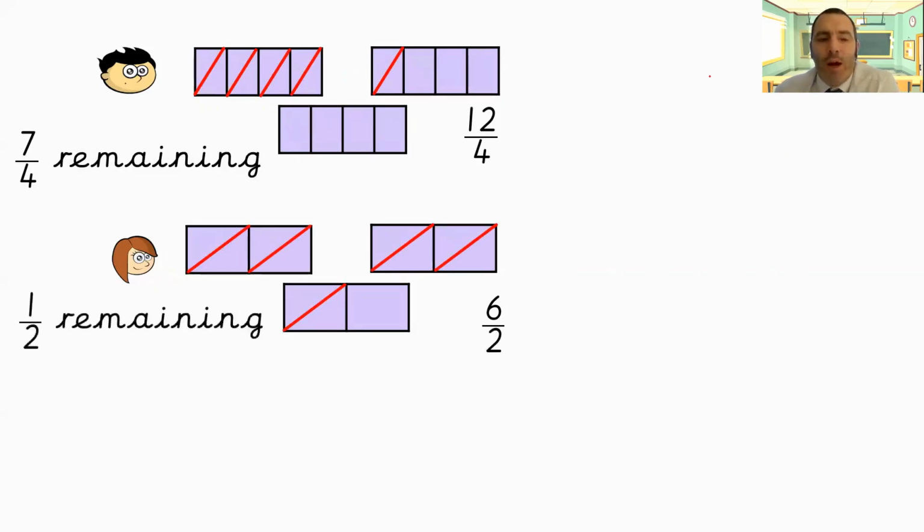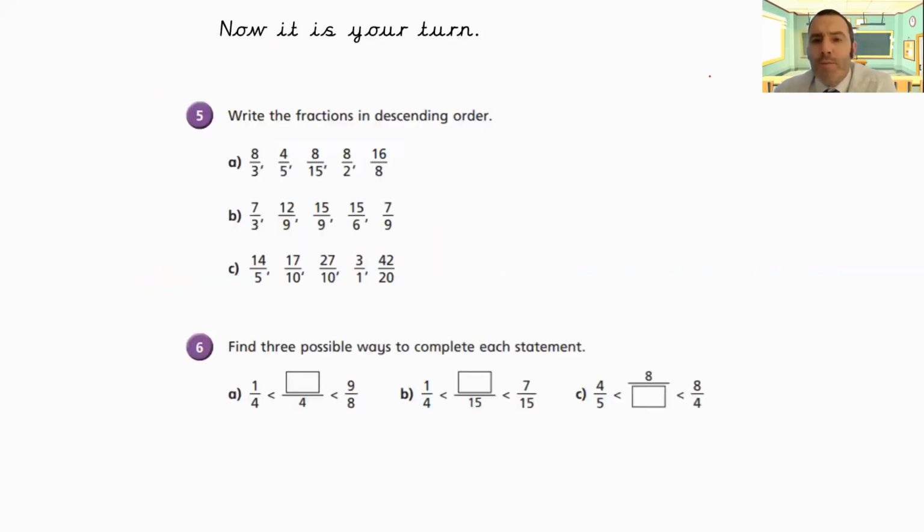Here we go. We've only got 1 half remaining. So 7 quarters is greater than 1 half. We can check this by making the denominators the same, so multiplying it by 2 and remembering where the denominators are the same, the greater the numerator, the greater the fraction. So 7 quarters is greater than 1 half.